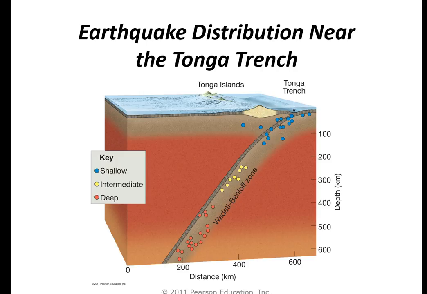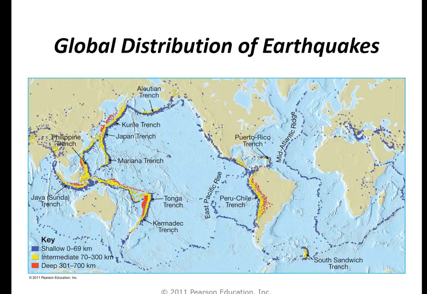And this is in your book. So we see here along that Tonga Trench out east of Australia and New Zealand, we see some deep earthquakes along with some intermediate. The ones along California are more shallow.